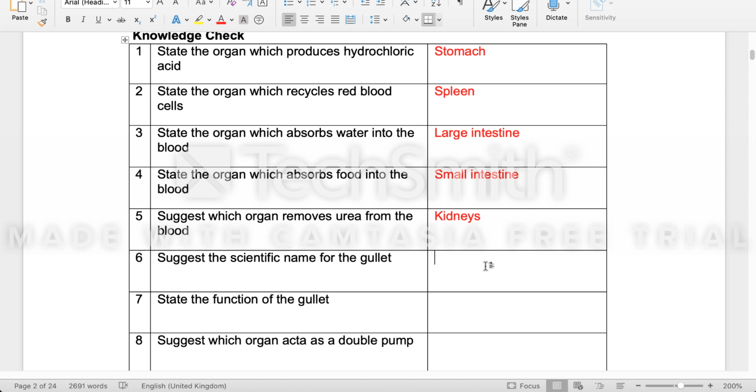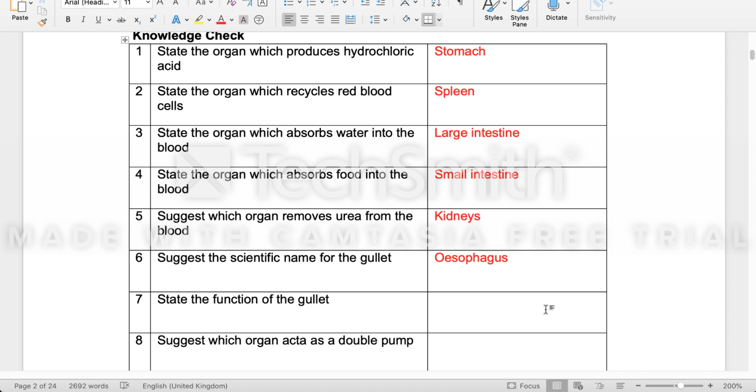Number 6, suggest a scientific name for the gullet. There's going to be a lot of terms that you need to know that have multiple names. For instance, the windpipe is also named the trachea, and it also goes for some of the bones as well, such as your skull can also be referred to as your cranium. So it does help to know some of the different terms for different body parts.